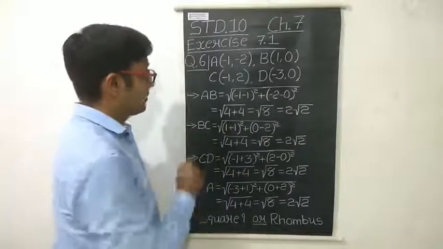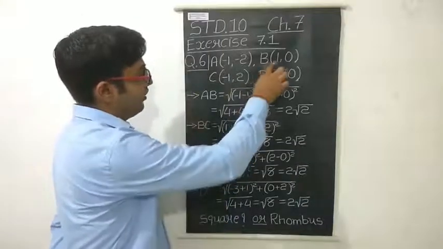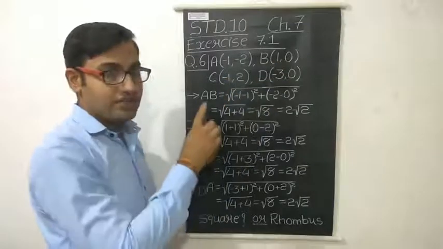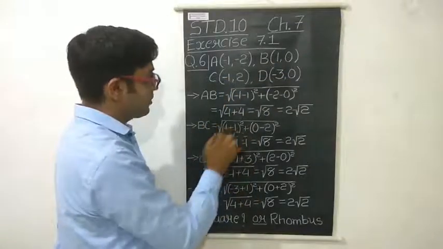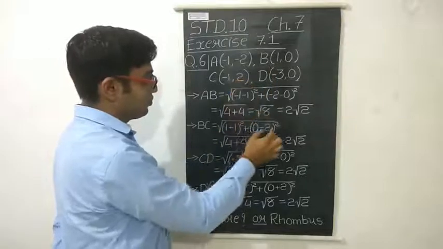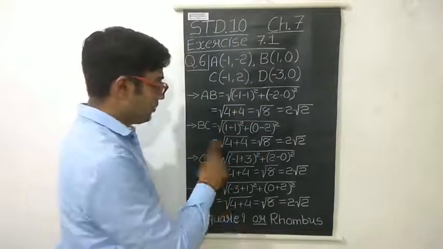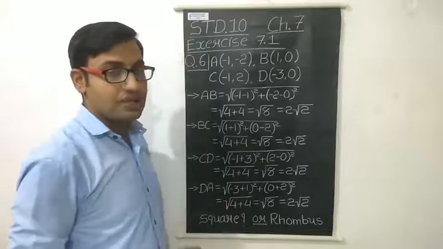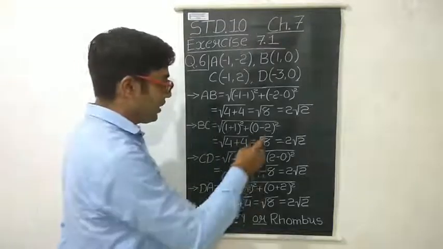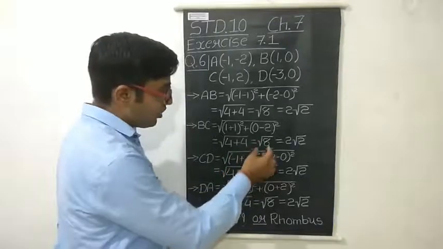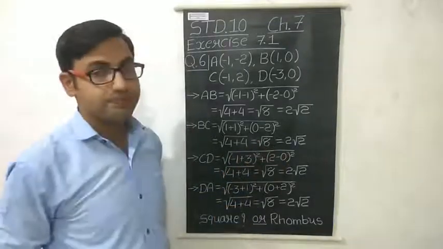Now find BC. BC is under root (1 minus of -1, that is 1 plus 1) whole square, plus (0 minus 2) whole square. 1 plus 1 is 2, 2 square is 4. 0 minus 2 is -2, -2 square is 4. 4 plus 4 is what? Under root 8. Again under root 8 is 2 root 2.